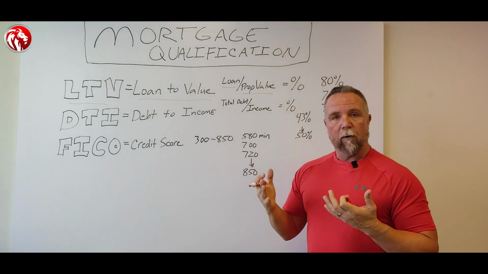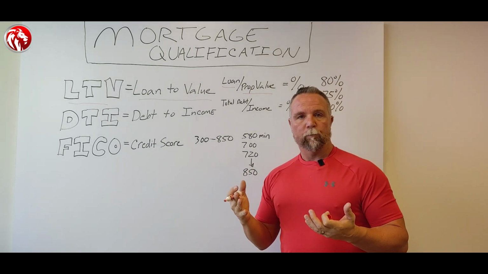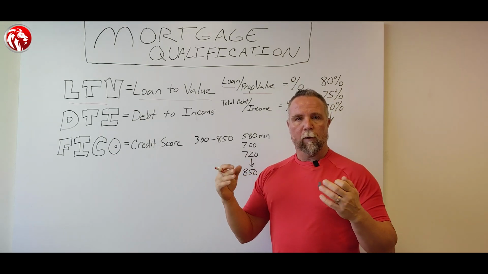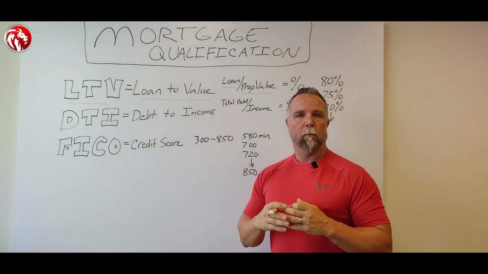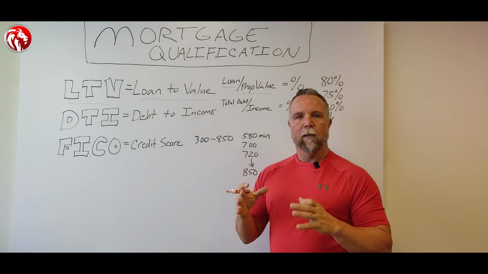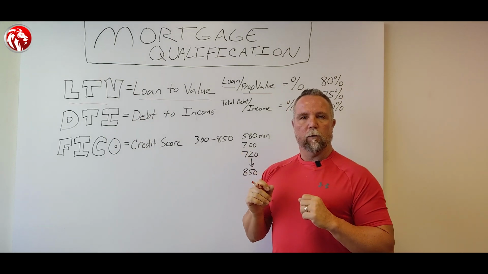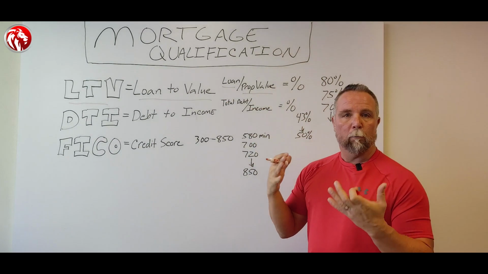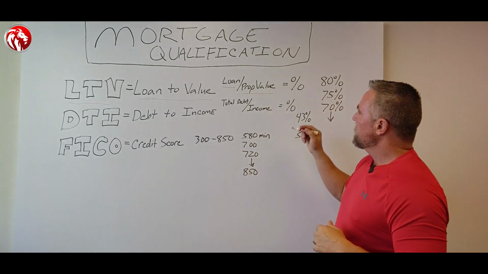Now, how is the property value determined? Typically through an appraisal. An appraisal will come out and say, based on comparable properties, the condition of the property, and a number of different things that feed into it, this is the appraisal value of the property. And then again, we simply divide how much we are trying to borrow against that, and it gives us a percentage.